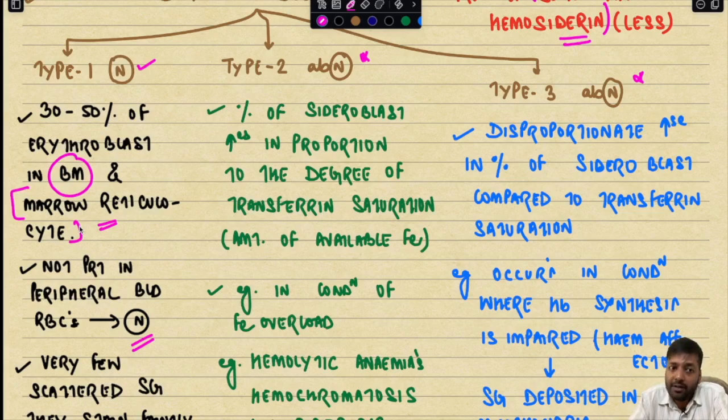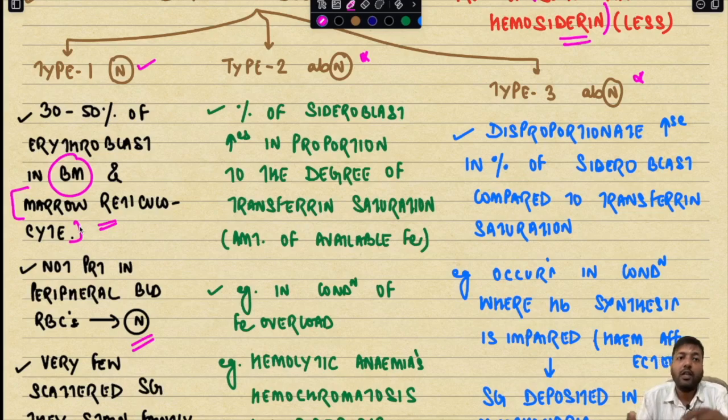It will be seen in conditions where a person has undergone splenectomy. Post splenectomy, the reticulocytes containing siderotic granules are seen in the circulation. Why? Because the spleen is not there. Otherwise, if the spleen is functioning normally, no RBC or any such cell containing siderotic granules will be seen.